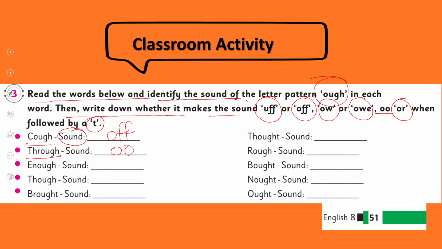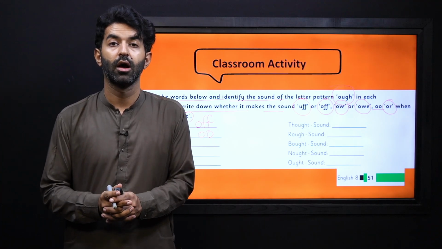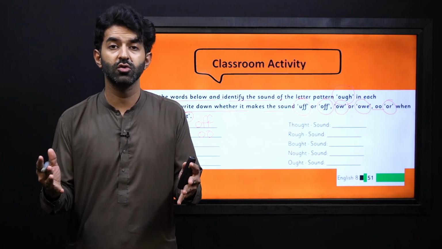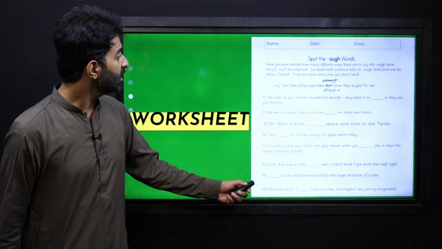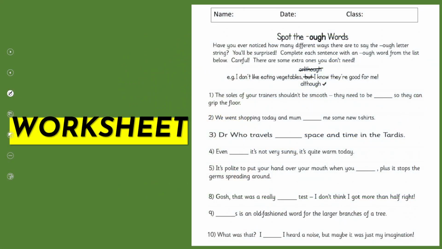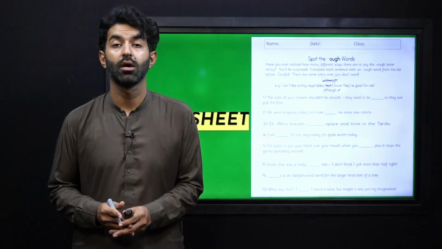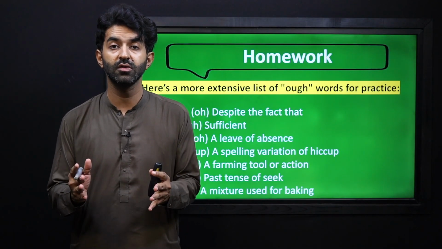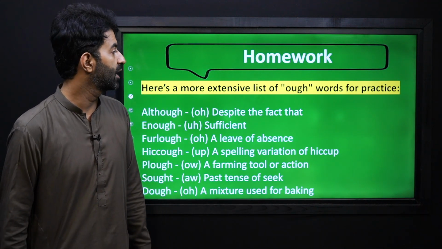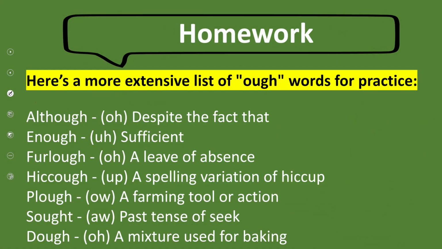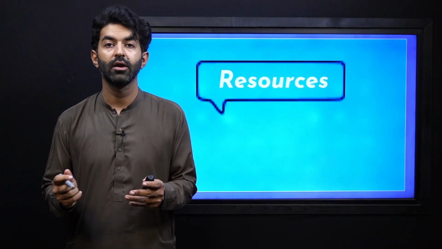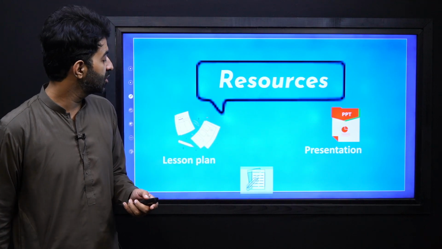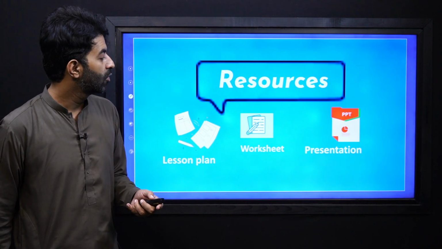So you can do the rest of the activity in the class right now, or you can do it later also. It depends upon your teacher. Next one, we have our worksheet where again the same lesson is being practiced. So you must solve this in order to practice the sounds of the letter string. For the homework, all you have to do is practice these sounds. That's all your homework. And here are your resources where you have presentation, lesson plan, and worksheet.